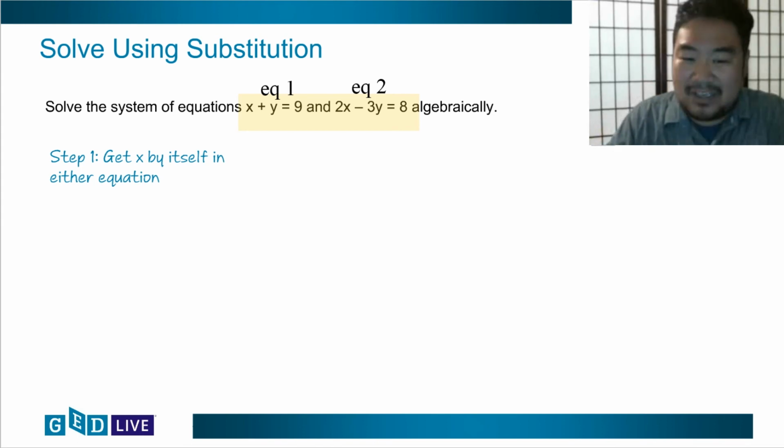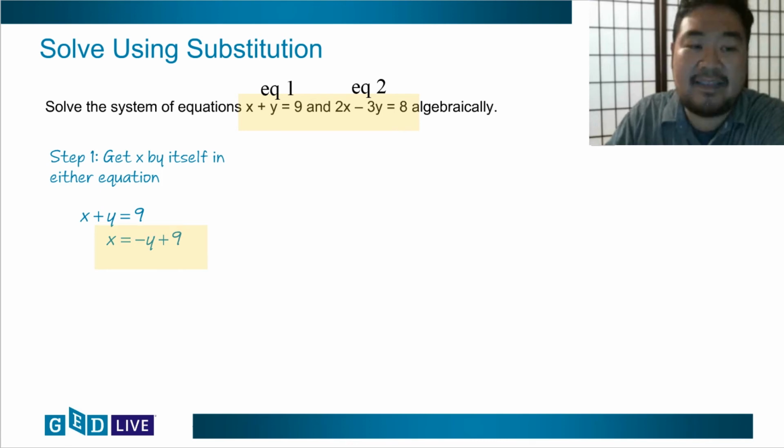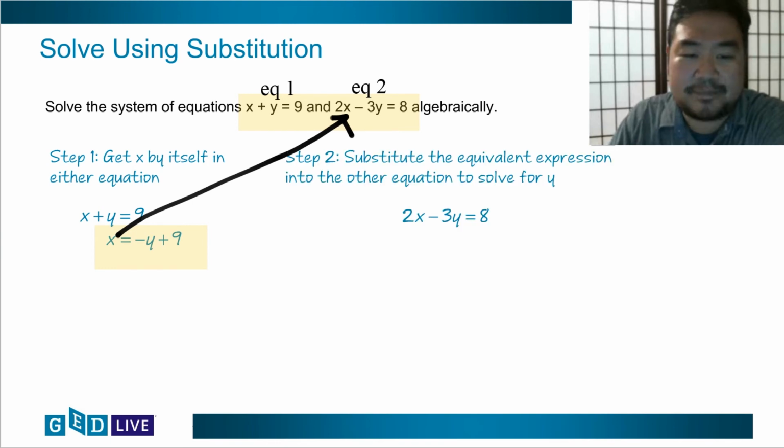There's probably one thing that you're noticing about the x's and the y's for equation 1 and equation 2. Equation 1 just has x and y, whereas equation 2 has 2x and negative 3y, and we want to get x by itself. So it's probably a little bit easier to work with equation 1. Take x plus y is equal to 9, and move the y over to the other side by subtracting y on both sides. Now you have x is equal to negative y plus 9. That would be one way to solve that.